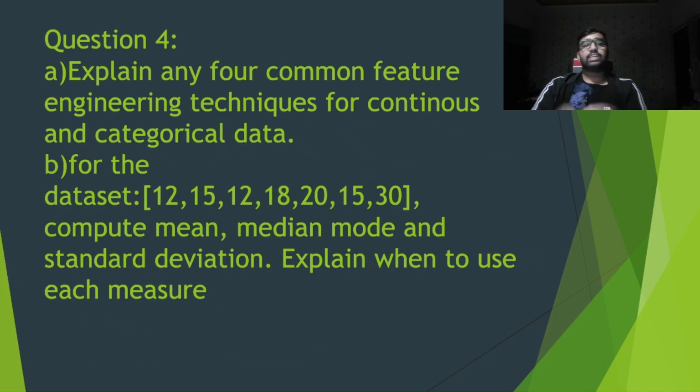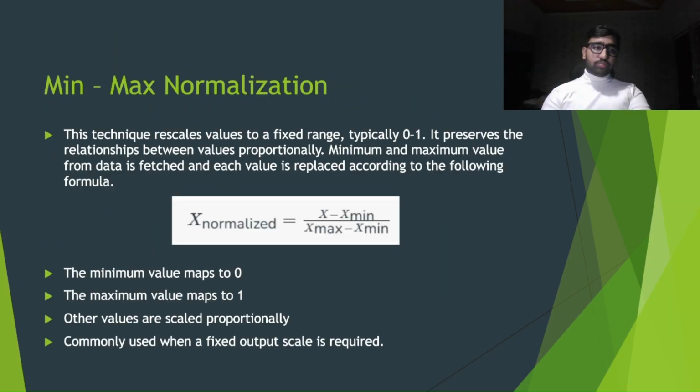The question for today is: explain any four common feature engineering techniques for continuous and categorical data. For the data set 12, 15, 12, 18, 20, 15, 30, compute mean, median, mode, and standard deviation. Explain when to use each measure.